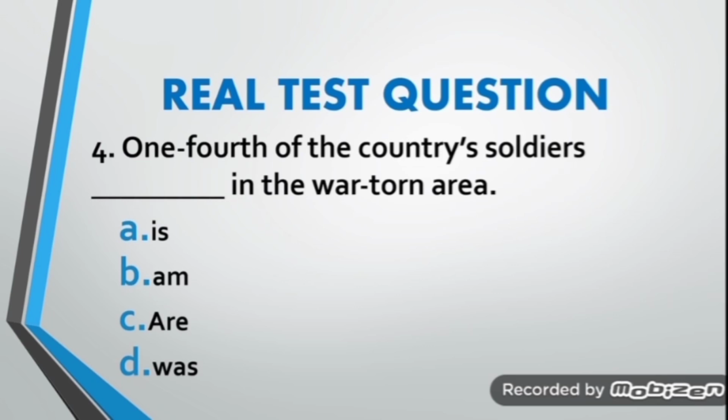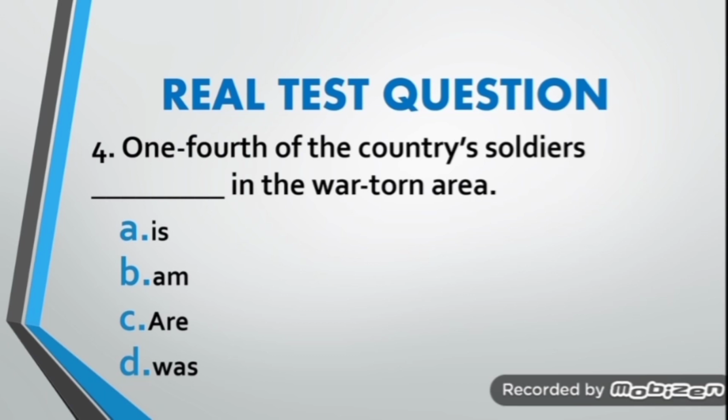Next, 1/4 of the country's soldiers blank in the war-torn area. Okay, so in the subject-verb agreement, with the usage of am, is, are, as I've told you, you must know how to identify the subject. Now, when you are going to meet this kind of question, where the subject is in fraction form, you always have to take note of the noun after the fraction. So 1/4, and then the noun after the fraction is soldiers, which is the object of the preposition of.